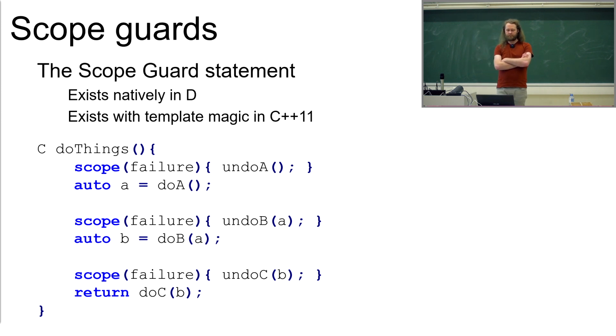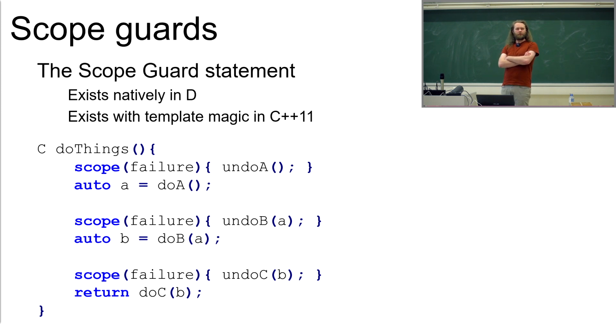If B throws an exception, then there will be an exception that's in flight. It will start unwinding the stack. The first thing it encounters is the scope failure undo B, because we're starting to unwind the stack. So we have, on the stack, a scope failure statement. And then we'll undo B, and then we'll keep unwinding the stack. It will find another scope failure statement which says undo A. So this does the correct thing.